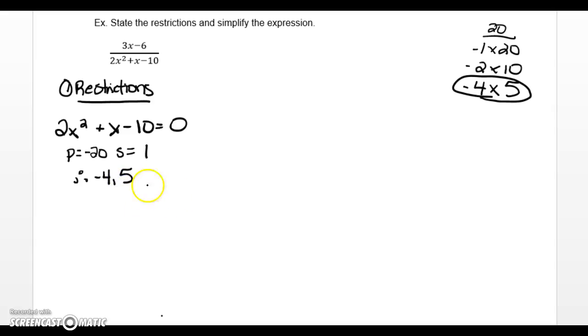What we do with those two numbers is we rewrite this middle term using these two coefficients. So we have 2x squared, and we're going to go negative 4x. Remember, this middle term here has an x. And then this is positive 5, so separate with that plus sign. So plus 5x, and then minus 10. You're literally just going to rewrite this middle value.